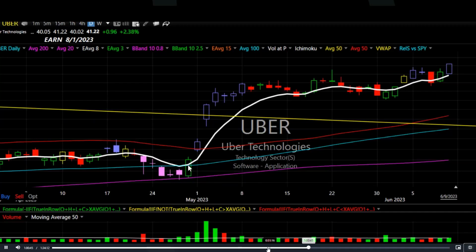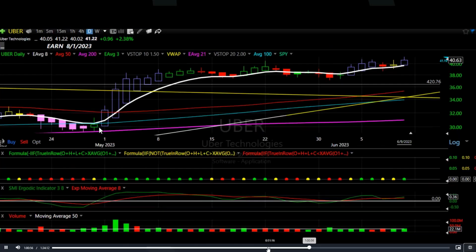Very difficult to take a trade after a gap up like that. Now, look at the same chart. Here, look at May 1st, okay? Look at May 1st right here, right? These are Heiken Ashi candles for Uber. You see what you get here?